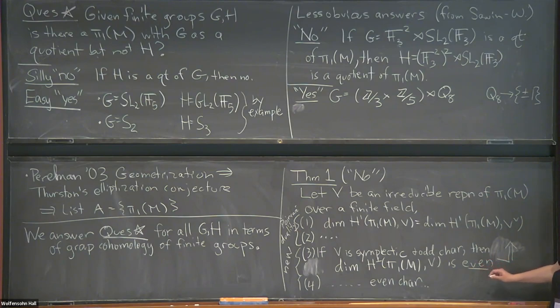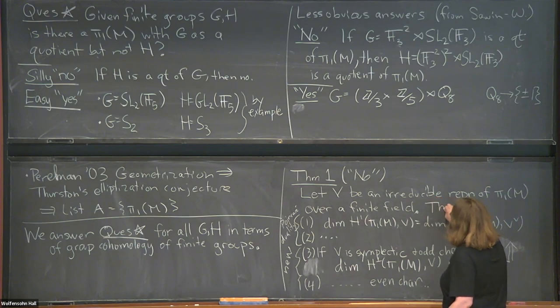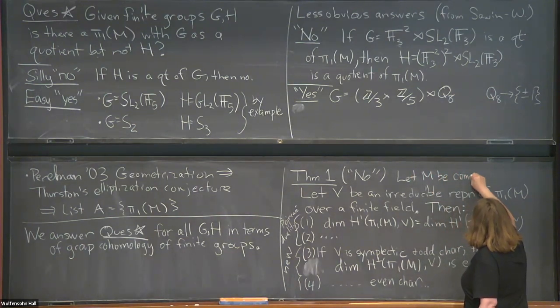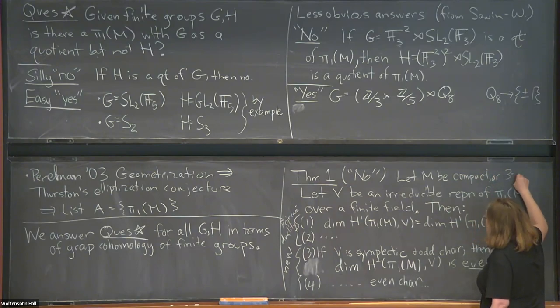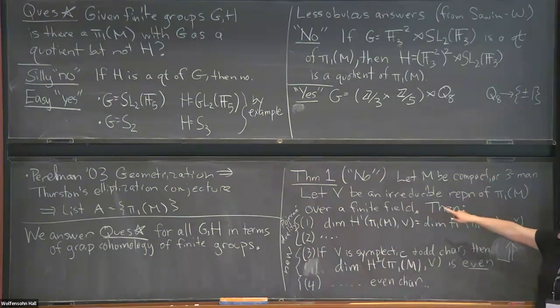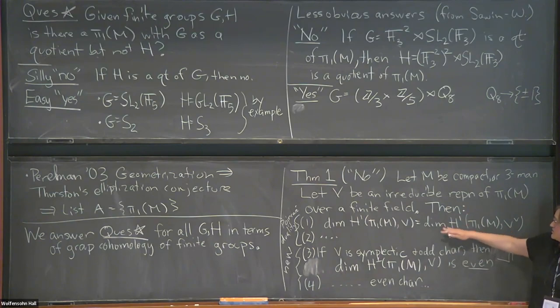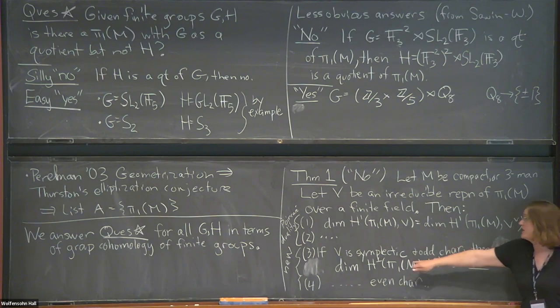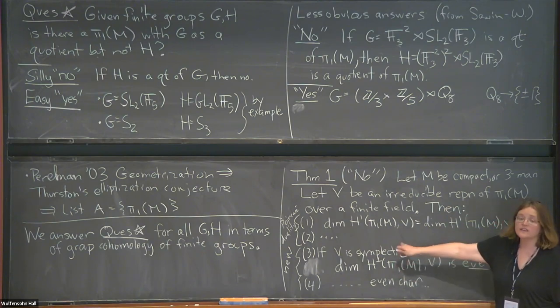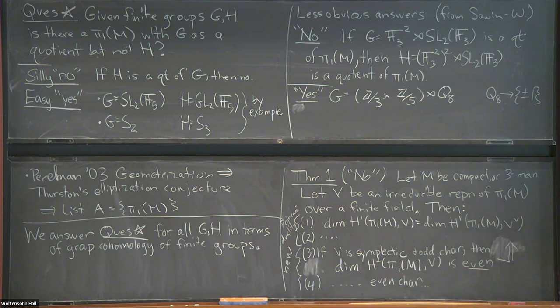Okay, so we have M, a compact oriented three manifold. And for any irreducible representation over a finite field, there are four facts about its group cohomology. So these are the conclusions. These two are both just from Poincaré duality, and these are about the parity of H1 of pi 1 of M on V in the symplectic case.